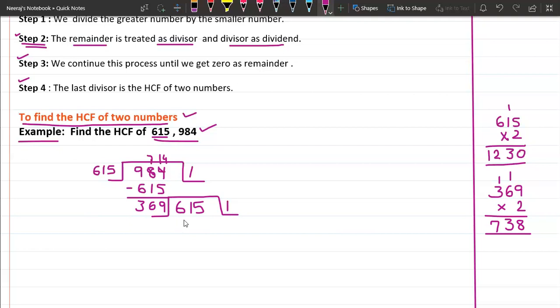So 369 ones are 369. Now again we will subtract. So here 15 minus 9. 15 minus 9 would be 6.